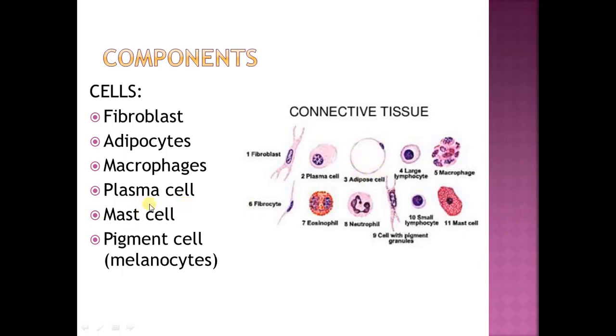Then plasma cells, you all know what plasma cells are, we have already described, involved in the immune response. Mast cells are mainly responsible for production of certain substances, histamines, during allergic reactions, and melanocytes or pigment cells give color to our skin, iris, hair and all those things. Okay. So the cells of the connective tissue are fibroblasts, adipocytes, macrophages, plasma cells and pigment cells.